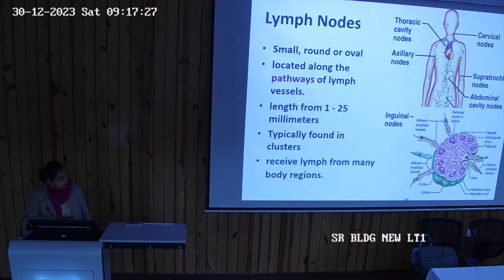So this is the shape of a lymph node. It is bean shaped. It has a convex surface and a concave surface. The convex surface receives afferent lymphatic vessels which enter into the lymph node, and the lymphatic vessels that exit at the hilus are known as efferent lymphatic vessels.